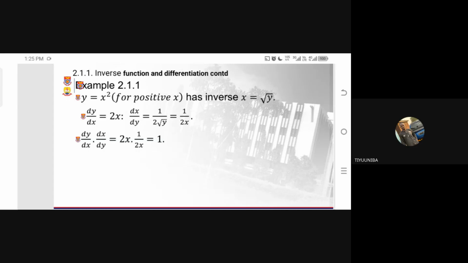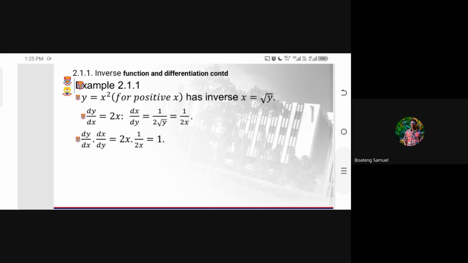1/2 root y. Root y. Okay. Now let's find dy over dx times dx over dy. How did you get a 1 on 2 root y?